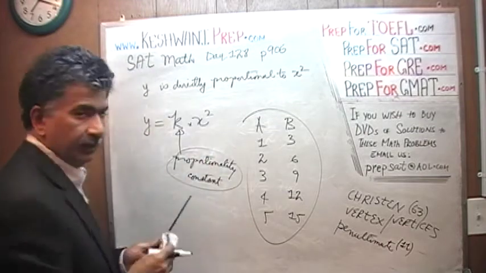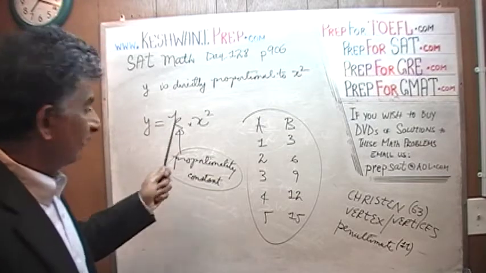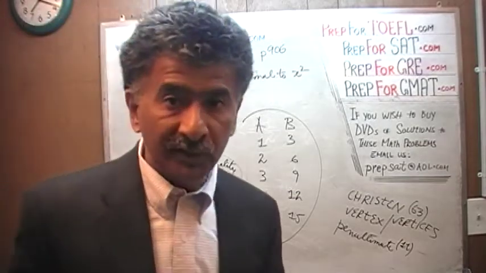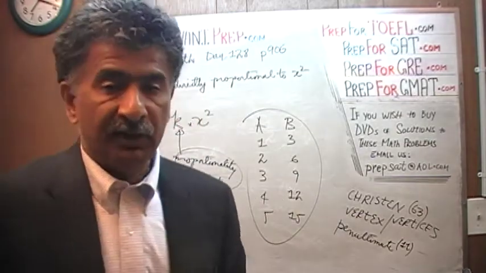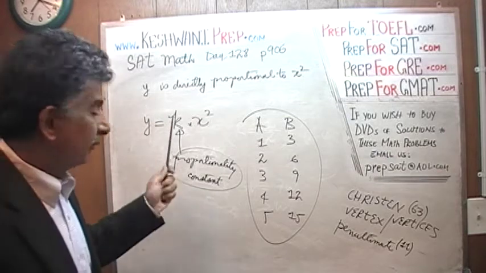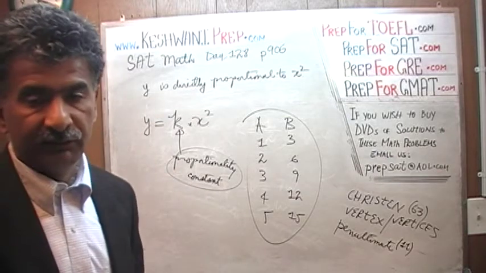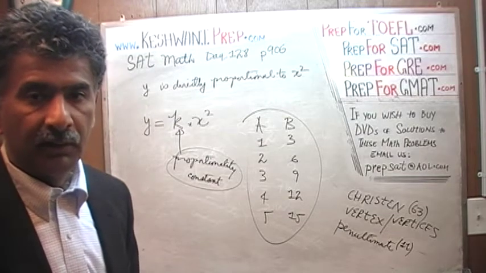For example, in this example, the proportionality constant turned out to be 3. The reason why it's called constant is because that number, that quantity, remains constant. It does not change. Every time x and y change, that number does not change. It does not vary. It is called the proportionality constant.